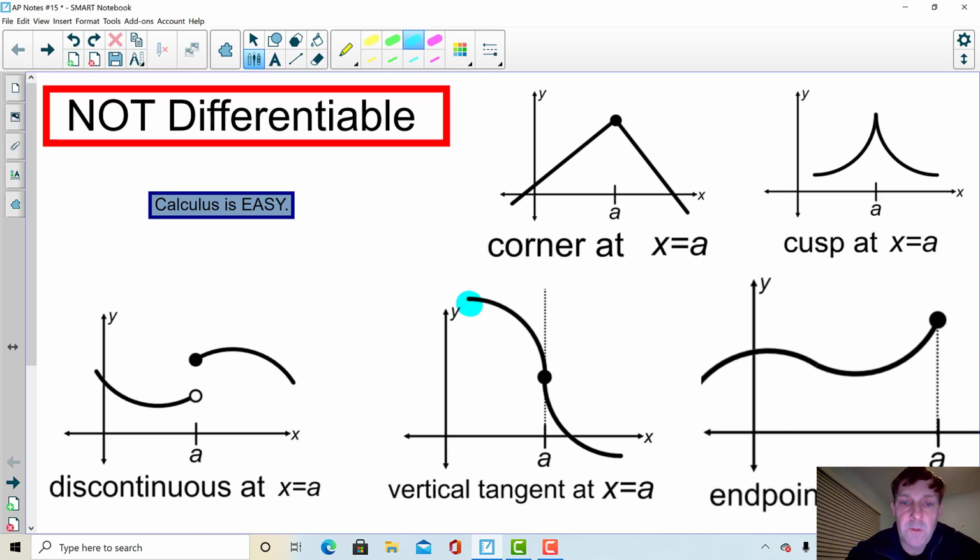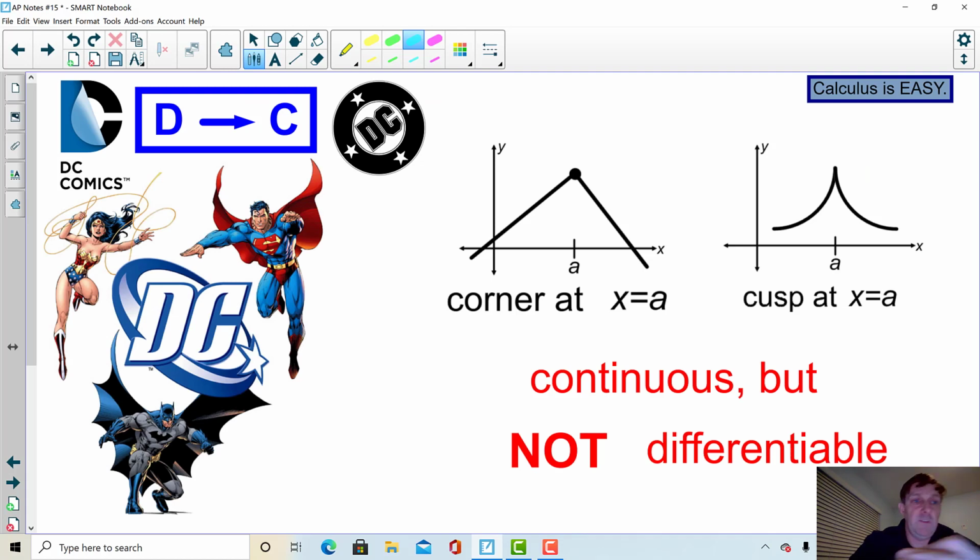Now I want to point out that the function can be continuous and not differentiable. The other way around is not possible. If the function is differentiable, then it must automatically be continuous. One way that I remember this is with DC comics, so that's the only reason why the DC is here. The order is extremely important. The D implies the C. So if it's differentiable, then that implies that it's automatically going to be continuous. Again, here's another example where it's continuous, but it's not differentiable. Sharp corner or a cusp.